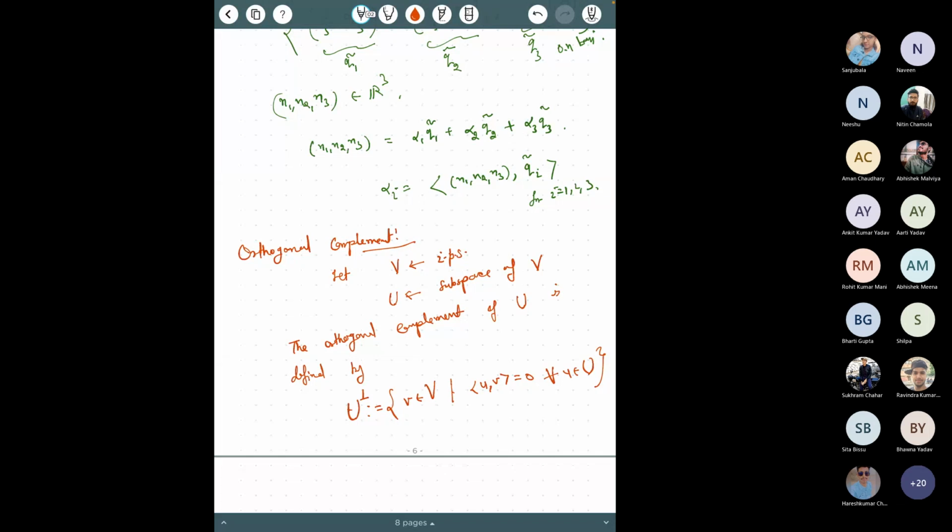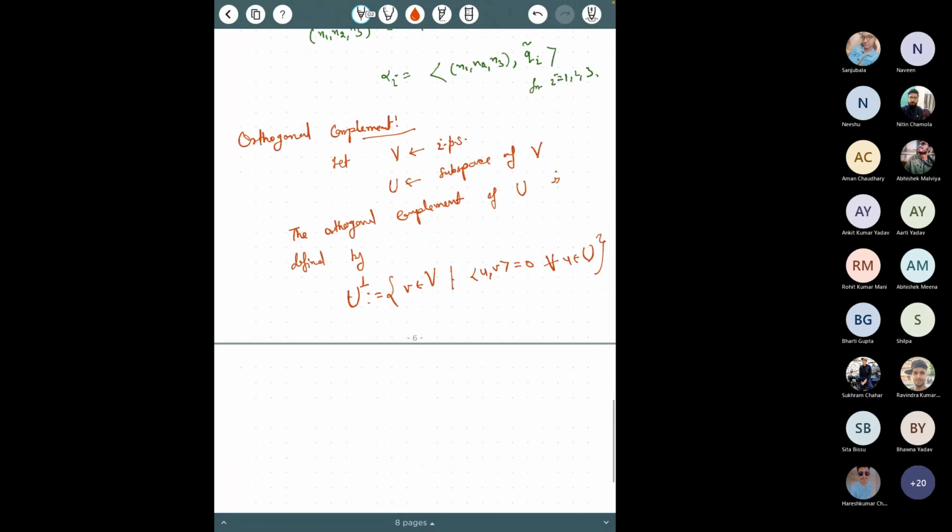Now, it's not that difficult to find this orthogonal complement. At least, let's say, if I give you R2, and if I give you U as this x-axis, so this is U and V is R2. Can you tell me the orthogonal complement of U quickly? Y-axis. It's the y-axis. Every vector you take in this y-axis is orthogonal to U.